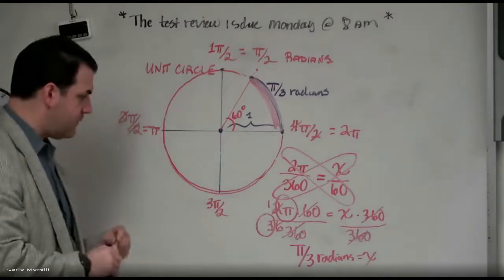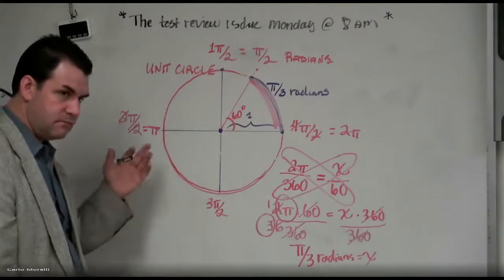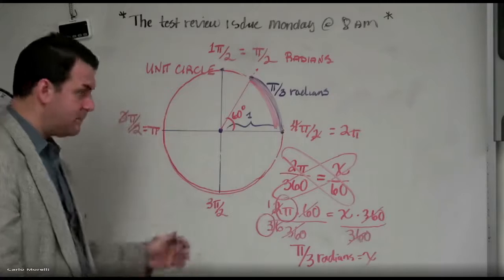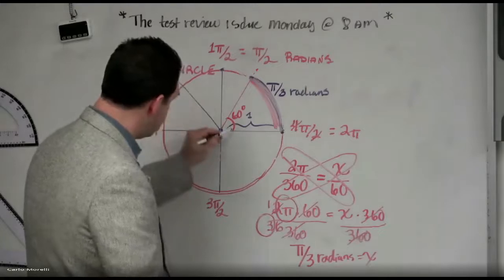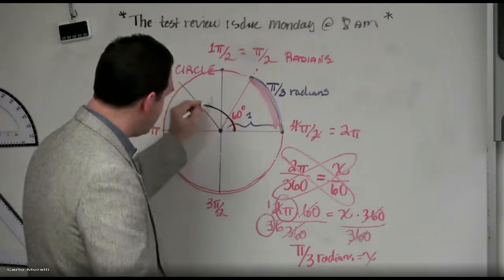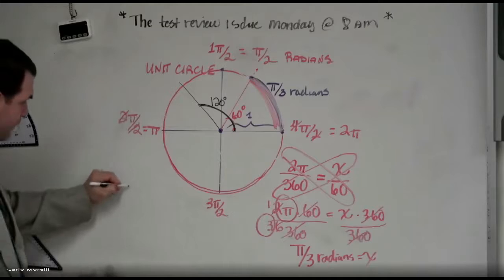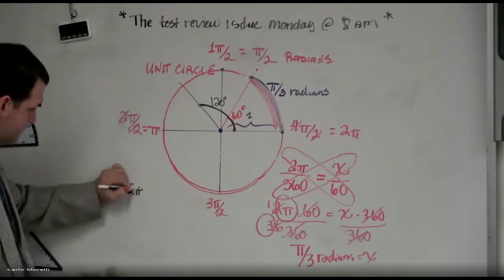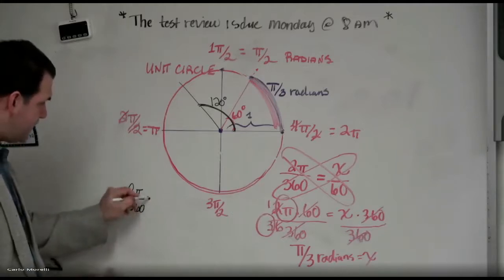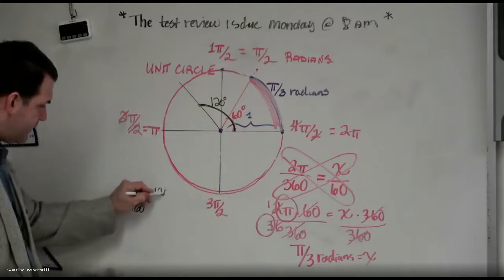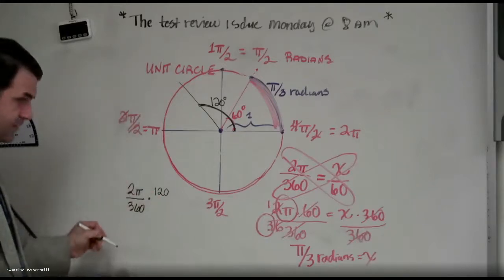So the thing to take away from this is, if somebody asks you what the radian measurement is, and they give you some degrees, they say, give me the radian measurement of 120 degrees of rotation. That would be right here. You don't care what that number is. You just take 2 pi over 360, and you multiply it by whatever degree they gave you. So in this case, it's 120. Okay, so we can figure this out very easily.